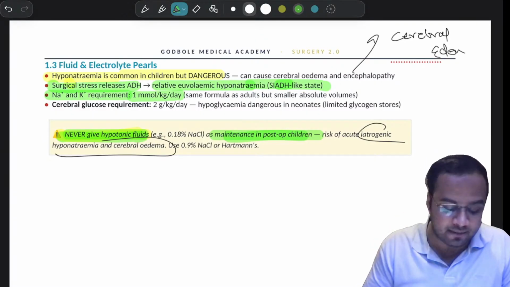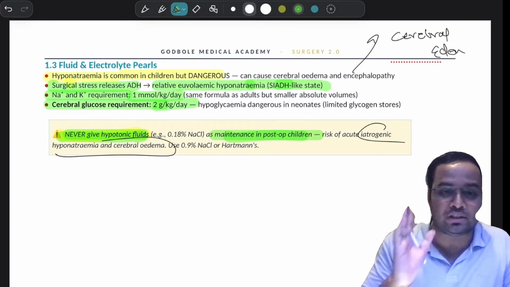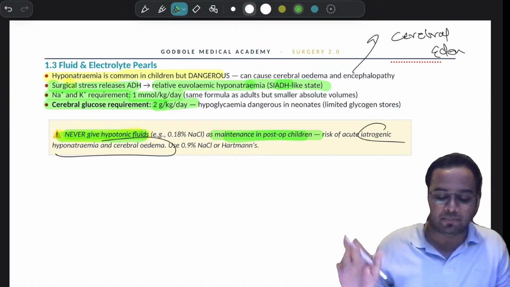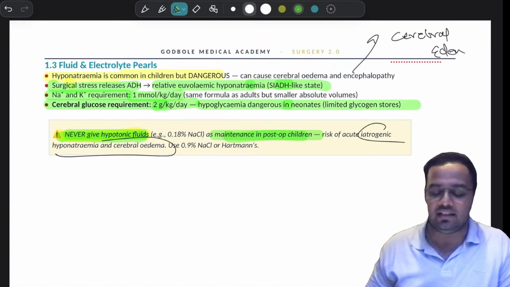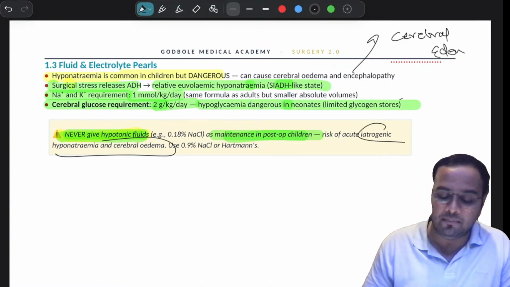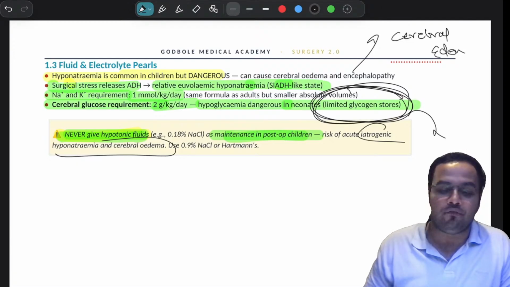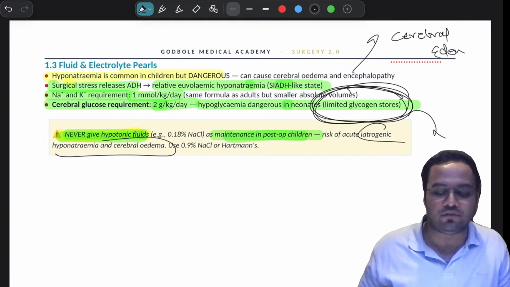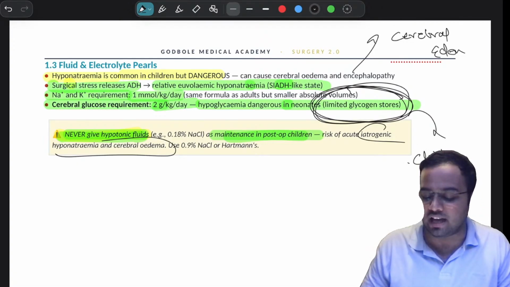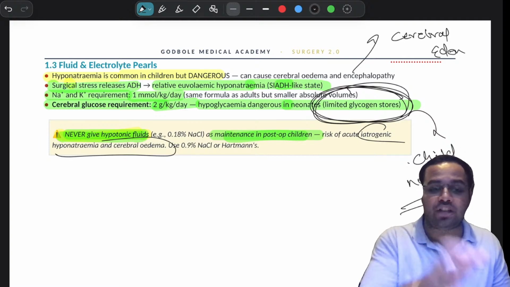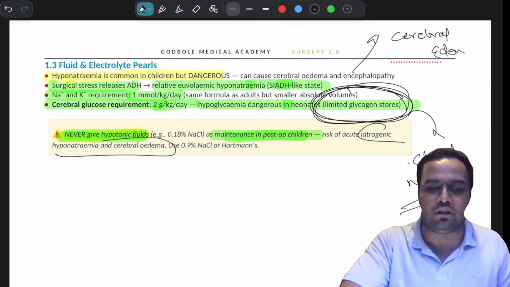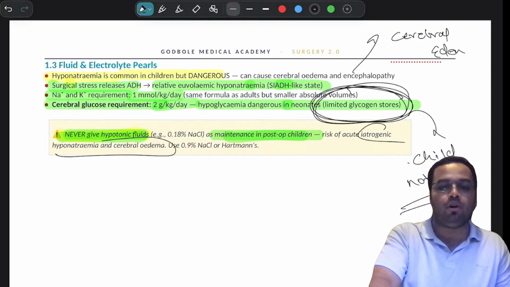It is like an adult, and cerebral glucose requirement is also the same as an adult, 2 gram per kg per day. So hypoglycemia is dangerous in neonates because the neonate has limited glycogen reserves. So whenever you are going to operate on any child, make sure that the child is not starving. So that is the physiological and surgical differences between a full-blown adult and a child.